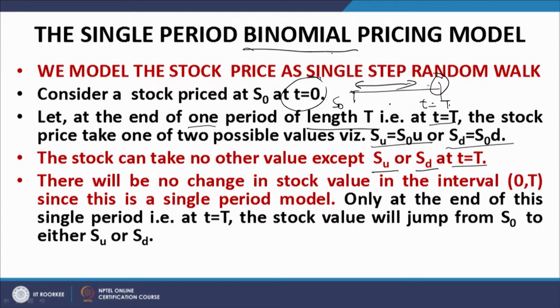There will be no change in the stock value in the interval 0 to T. That is why we call it a single period model, because the transition is occurring at the end of one step, and that is the only transition that is relevant to us. Since this is a single period, single step model, only at the end of one single period, that is at t equal to capital T, the stock value will jump from S0 to SU or to SD.